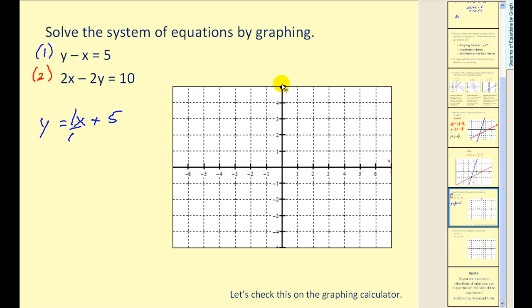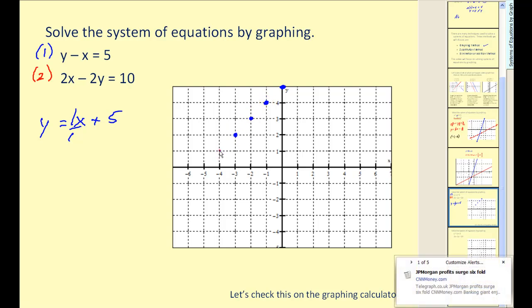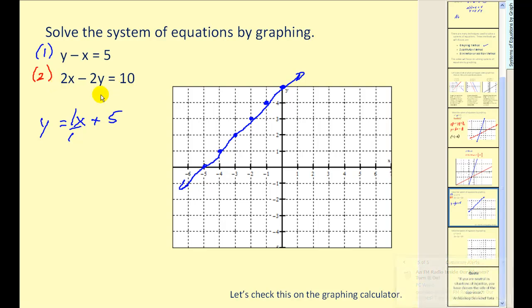Since I can't go up 1 and right 1, I'll go down 1 and back 1. The result would be the same. And so our line passes through these points. On this second line, I'll first start by subtracting 2x on both sides. Divide by -2 to obtain y equals x minus 5.